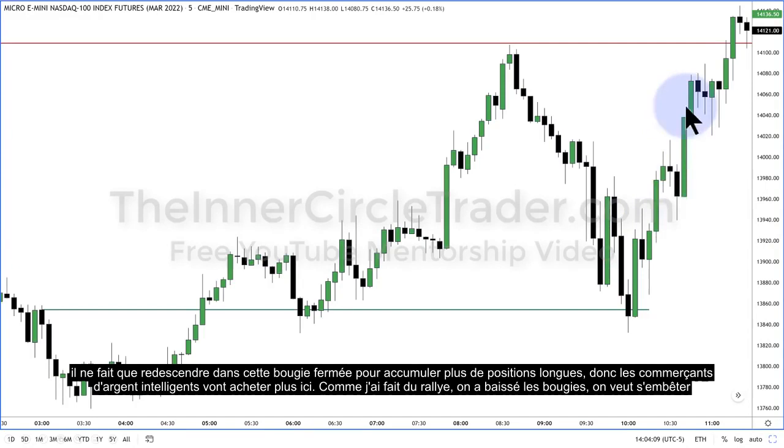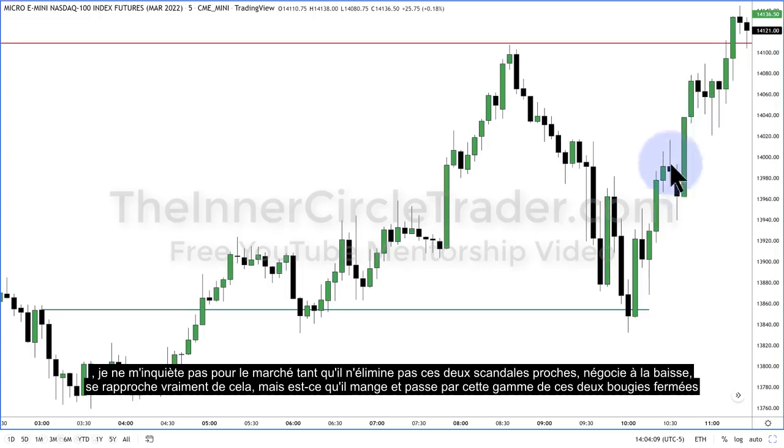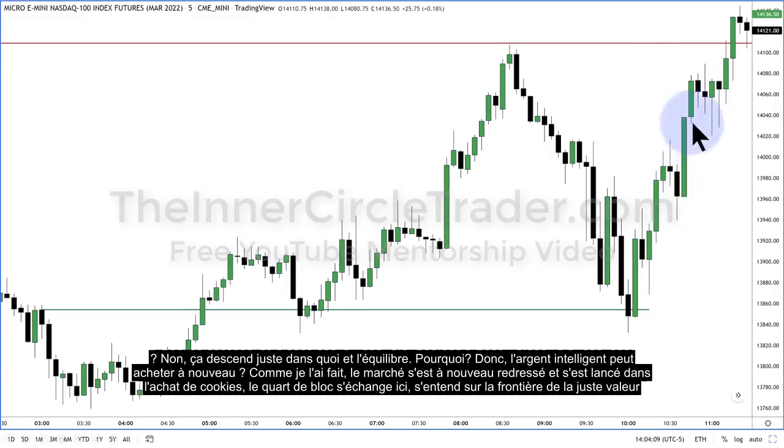Rallied. We have down closed candles. We went above it. I'm not worrying about the market as long as it doesn't take out these two down closed candles. Trades down, gets real close to that, but does it eat up and go through that range of these two down closed candles? No, it just retraces down into what? An imbalance. Why? So smart money can buy again, like I did. The market rallies again and goes into the buy side liquidity.